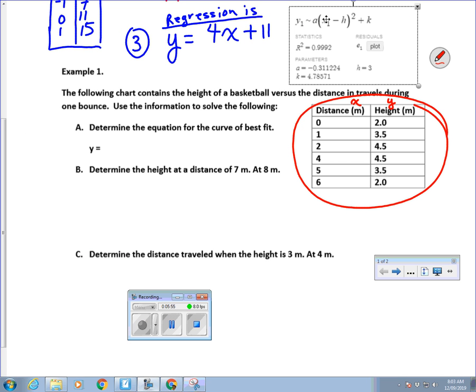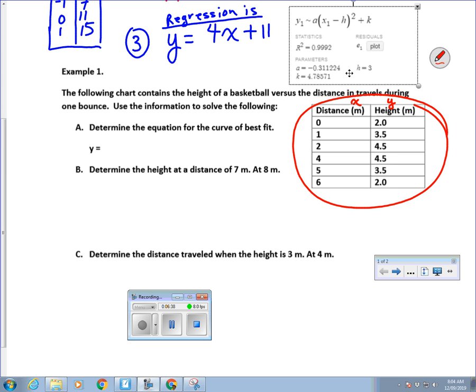So now when we do the regression for y1 tilde a(x1 minus h) squared plus k, we end up with a is equal to negative 0.311124, h is 3, and k is that. So what we're going to do is we're going to use our a value to 2 decimal places, and the h value is already fine, and the k value will go to 2 decimal places. And we'll do that every time we do these problems.